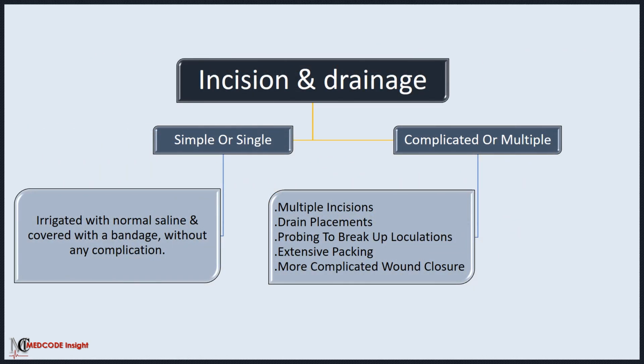Incision and drainage procedures can be categorized into two types: simple or single, and complicated or multiple. In a simple procedure, the wound is irrigated with normal saline and covered with a bandage, or the procedure is completed without any complications. In contrast, a complicated incision and drainage procedure may involve multiple incisions, drain placement, probing to break up loculations, extensive packing, and a more complex wound closure.